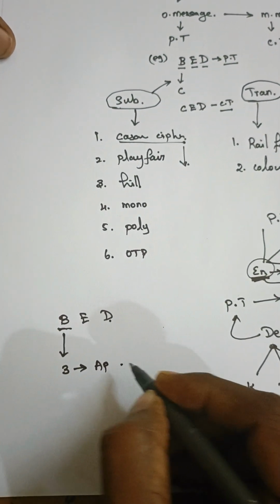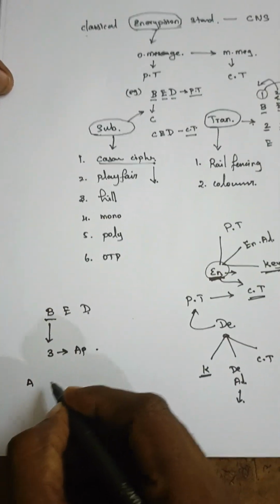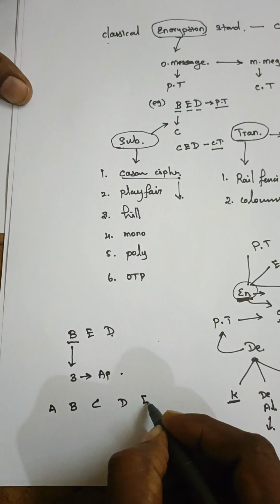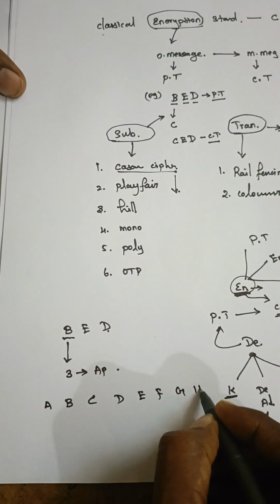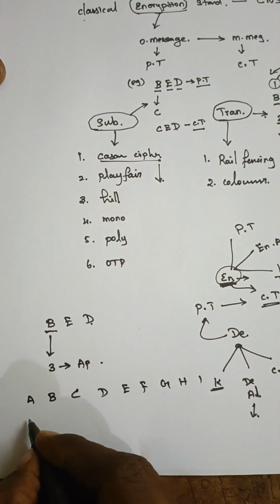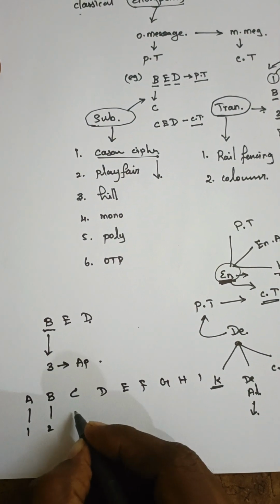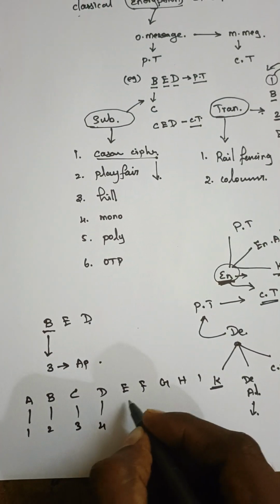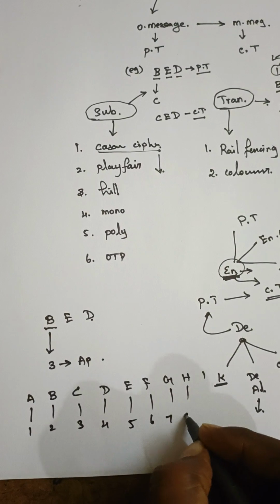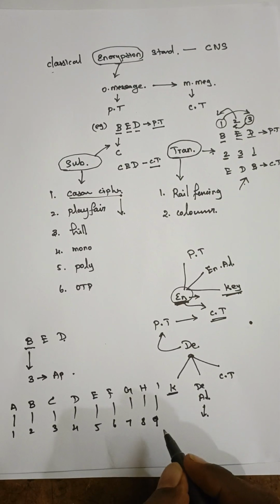What is alphabetic order? We already know it. We have the letters A, B, C, D, E, F, G, H, I, up to Z. So we have to give numbering for that. A equals 1, B equals 2, C equals 3, D equals 4, E equals 5, F 6, G 7, H 8, I equals 9.